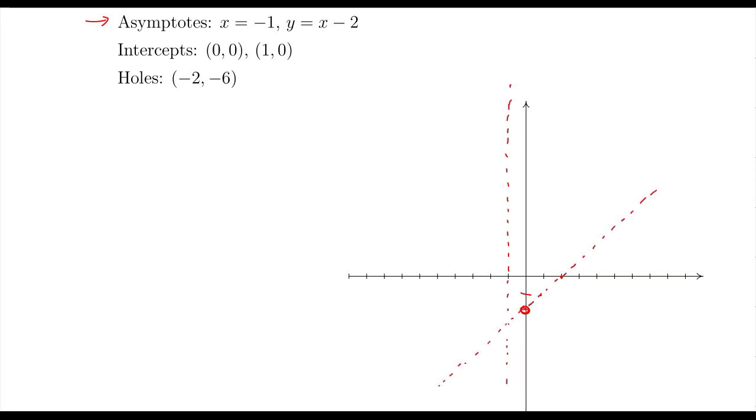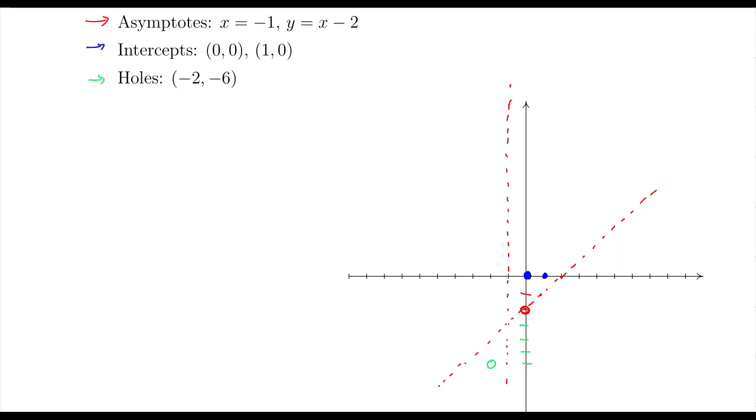All right, so with that drawn, let's jump now to the intercepts. So I have one at 0, 0. That serves as both the x and the y-intercept. And I also have one at 1, 0. Okay, and I have a hole in the graph at -2, -6. So 1, 2, 3, 4, 5, 6. And it's going to be down here somewhere.